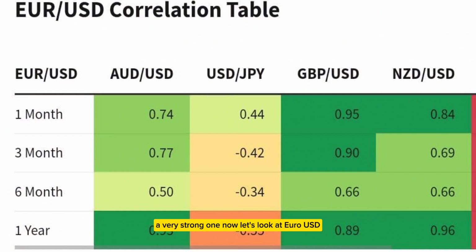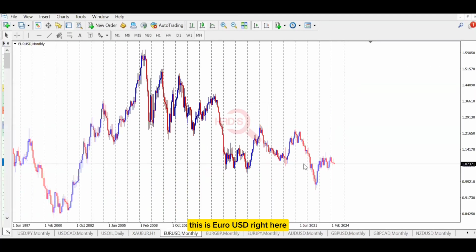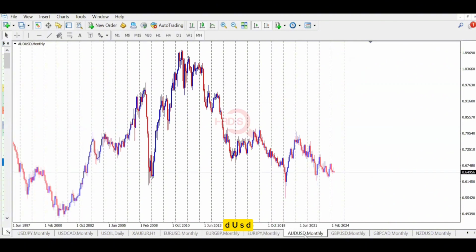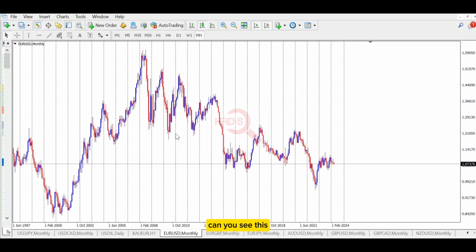Now let's look at Euro USD. This is Euro USD right here. And then let me click on the monthly time frame of AUD USD. Did you notice this is AUD USD? Now, can you see that they have almost the same chart pattern? You will even think that it is the same thing. Let me click on Euro USD again. Can you see this? They are moving in the same direction.